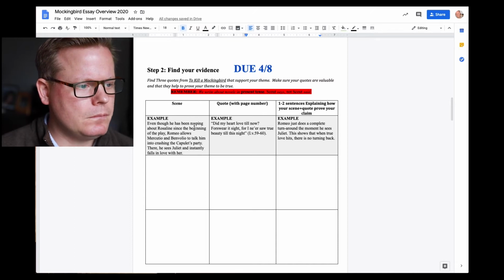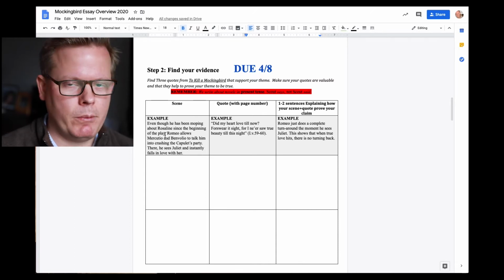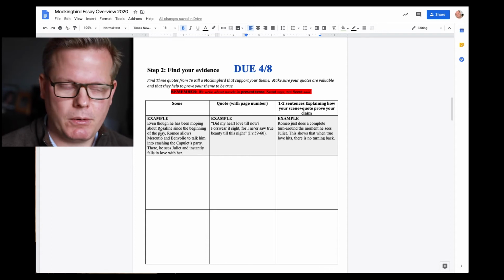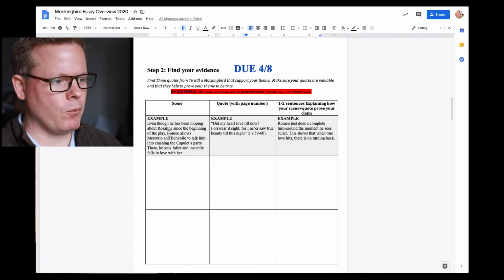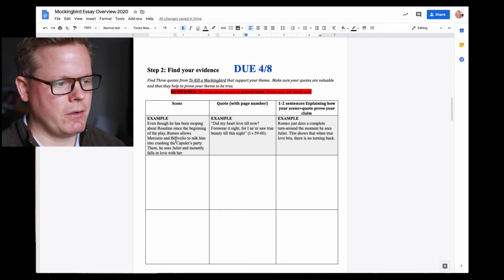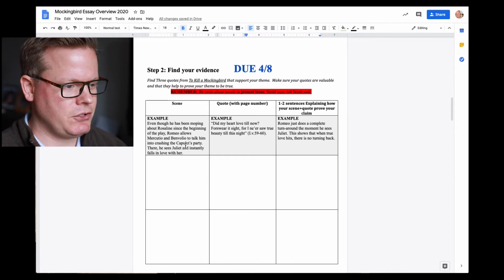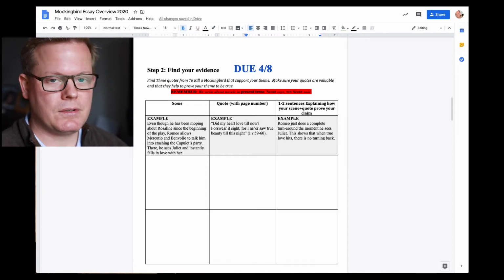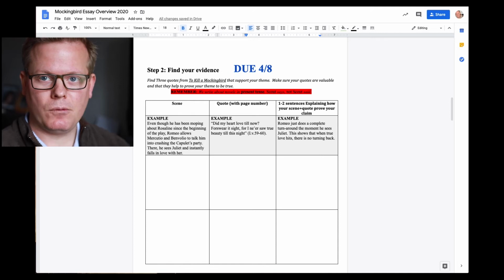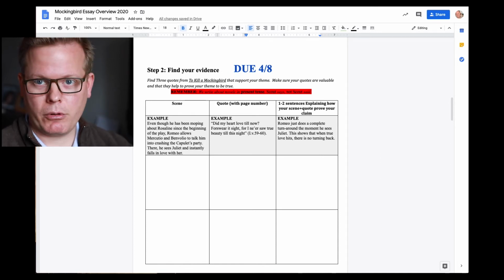So in this example from Romeo and Juliet, we start off with a scene that's just going on. Even though he has been moping about Rosaline since the beginning of the play, Romeo allows Mercutio and Benvolio to talk him into crashing the Capulet's party. There he sees Juliet and falls instantly in love with her. So we're setting up the scene, right? He's in love with Rosaline, fine, Benvolio, I'll go to the party.